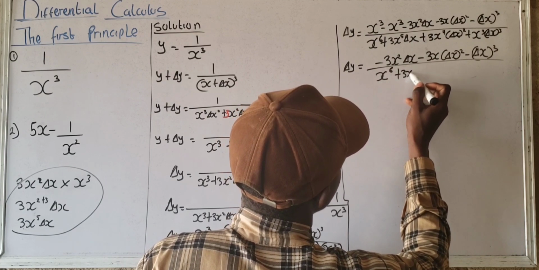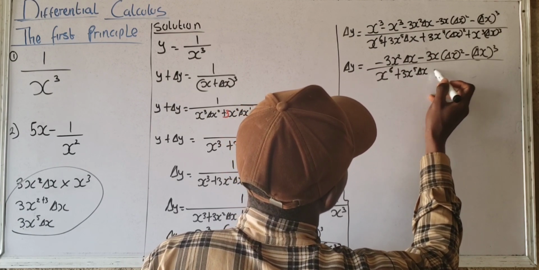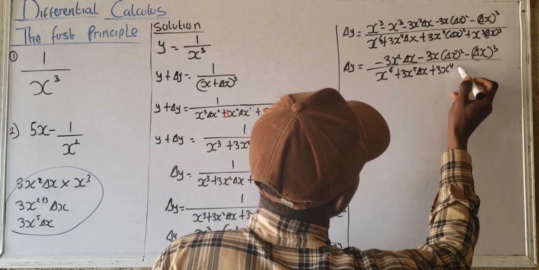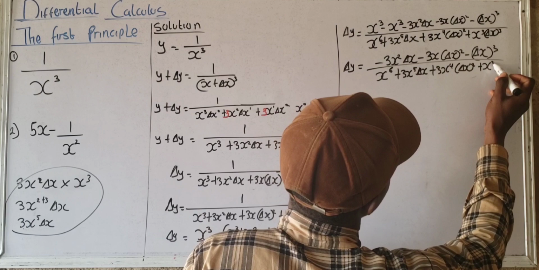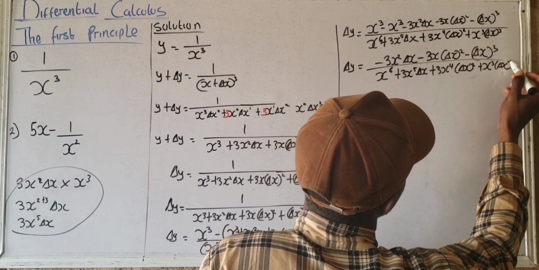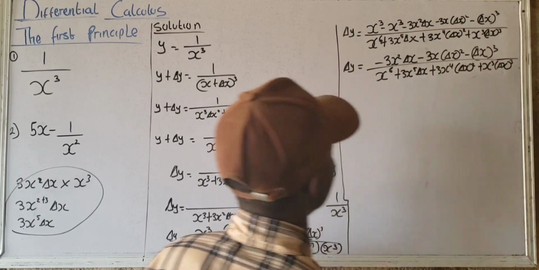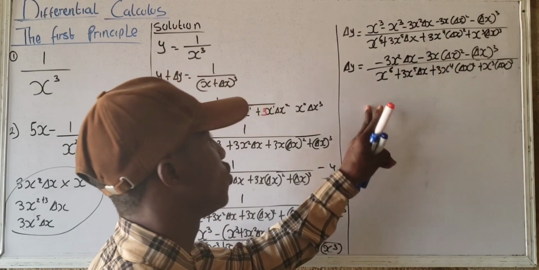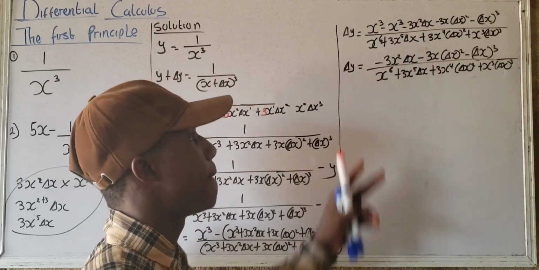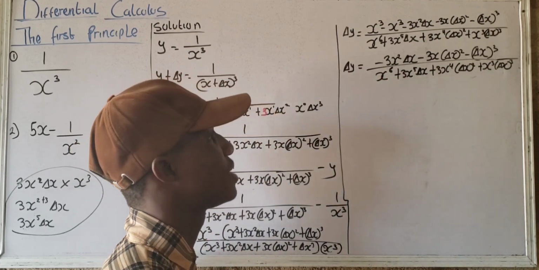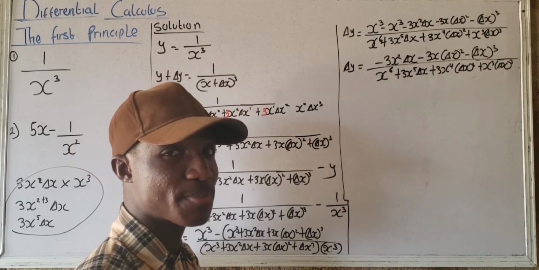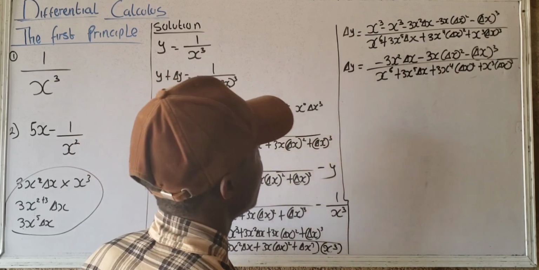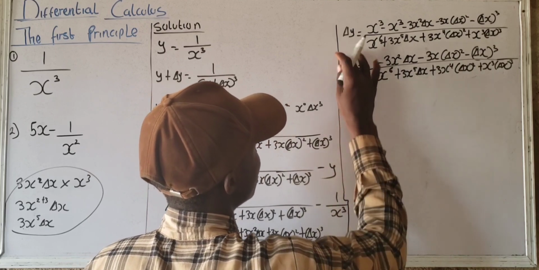plus 3x raised to the power of 5 delta x plus 3x raised to the power of 4 delta x raised to the power of 2 plus x raised to the power of 3 delta x raised to the power of 3. Okay? Now, I'm very sure you understood how I got to this point. Now, having gotten to this point, all you have to do now is just divide both sides by delta x or multiply both sides by delta x. You understand? So, I'm going to have, just multiply this by delta x.